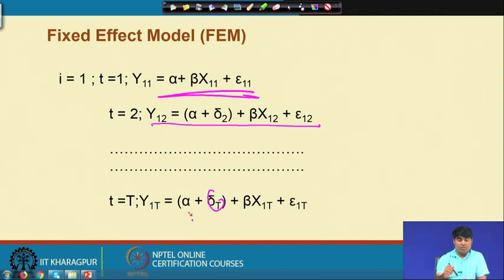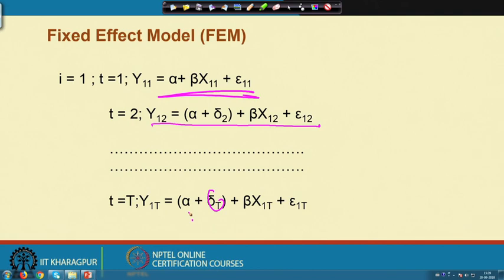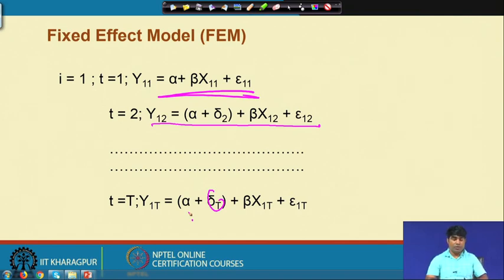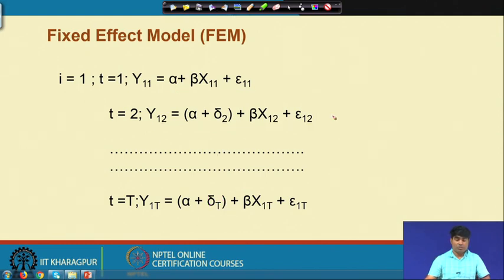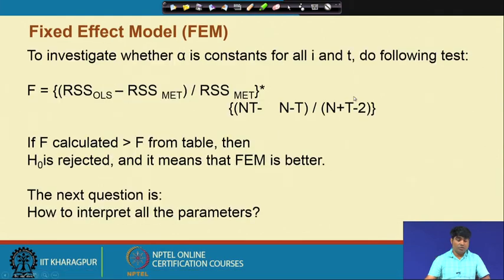That means, for the first time period, alpha will be the proxy. For the second time period, the impact will be alpha plus delta 2, for the third time period it will be alpha plus delta 3, and so on. Ultimately the impact will be different with respect to different time periods. There is a high chance that at t equal to 1 the intercept impact will be high, whereas at t equal to 2 the intercept impact may be low or may be high. It exclusively depends upon the sign of this particular delta 2 and the alpha.